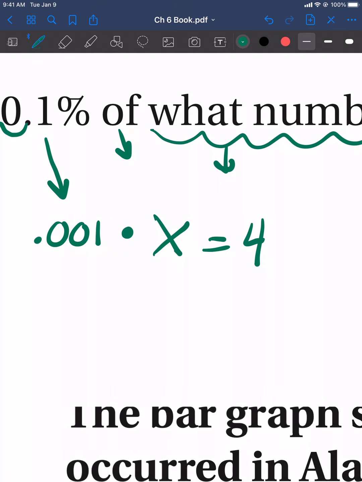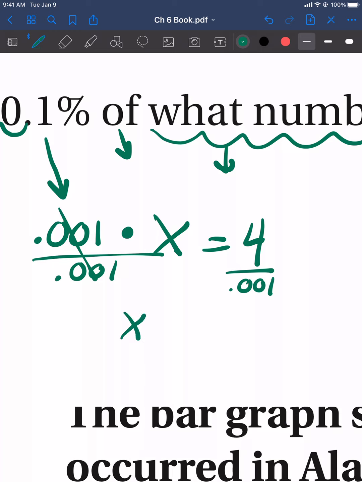Okay, how do I get x by itself? Do the opposite of what's happening to it. So divide by 0.001. But if I do it to one side, I've got to do it to the other. Those cancel out. x equals 4 divided by 0.001. Oh my goodness gracious, I got 4,000.